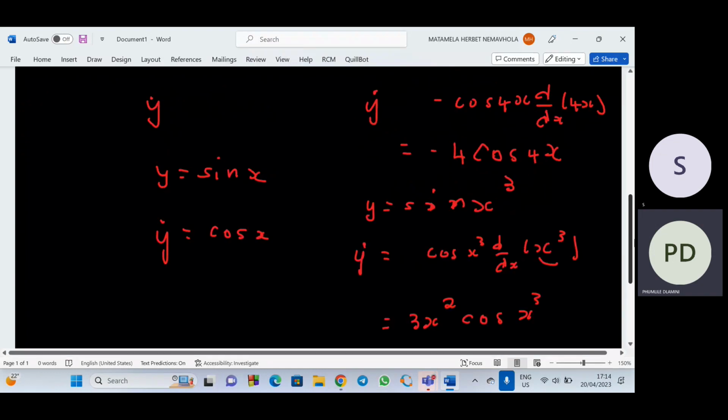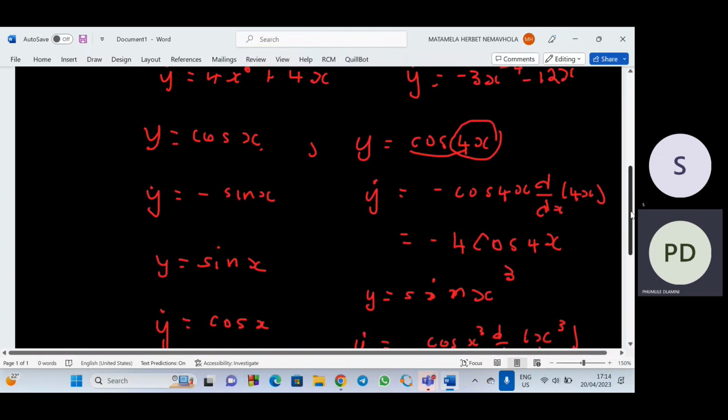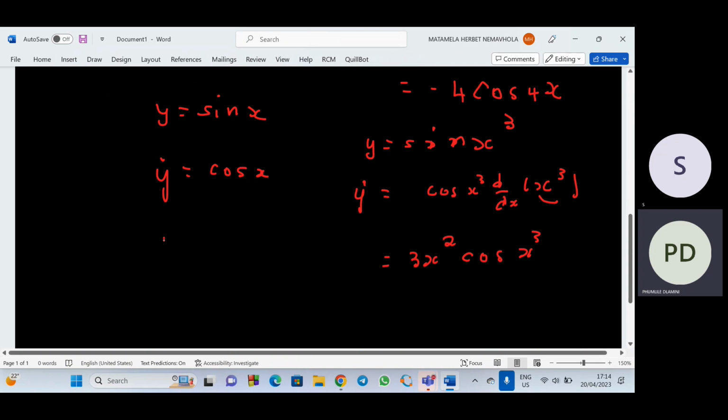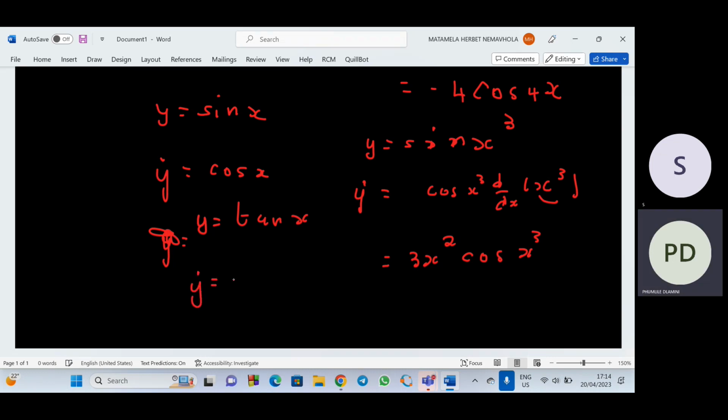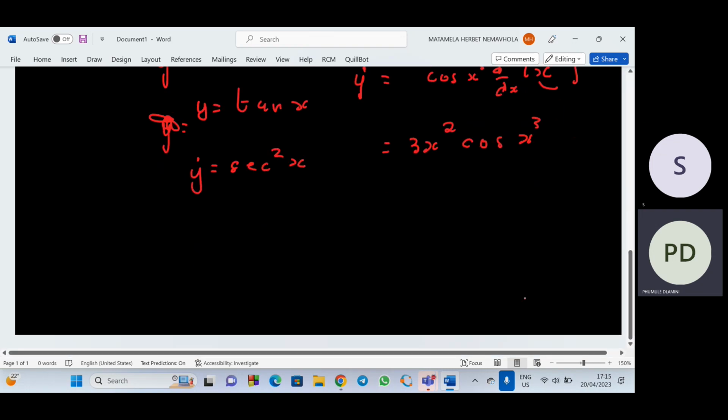When you have understood this, let me also give you tan. If you have y equals tan of x, the differentiation of tan x is equal to sec squared x. This is how the differentiation is. You must just remember that.